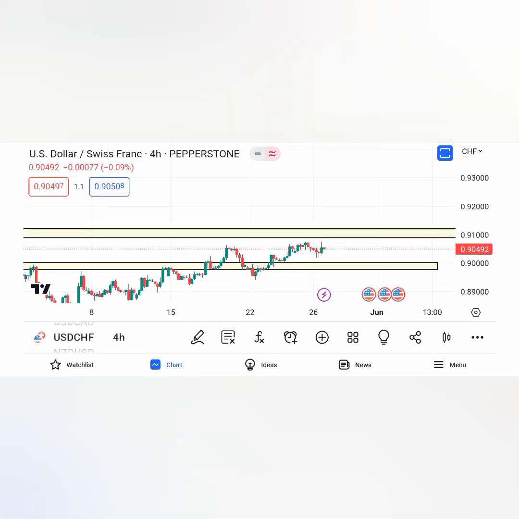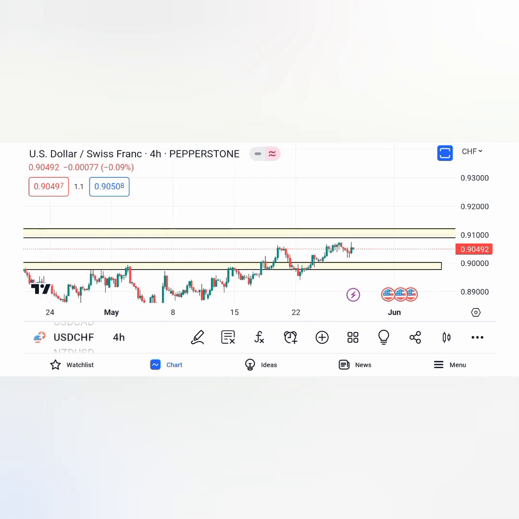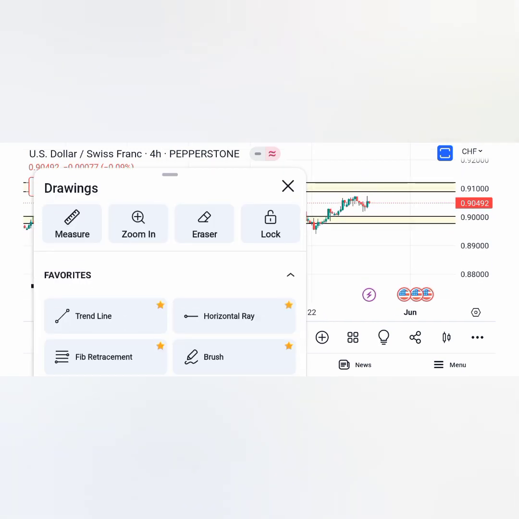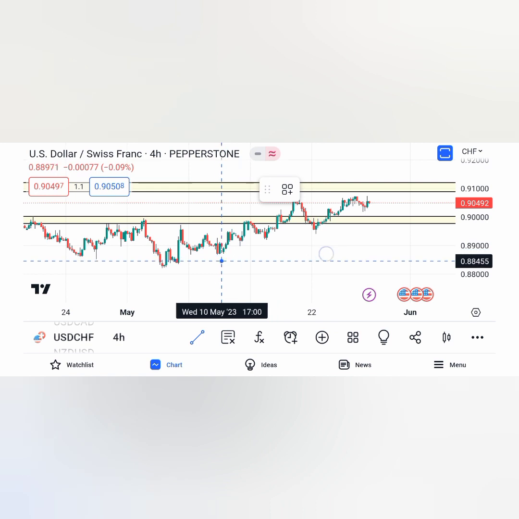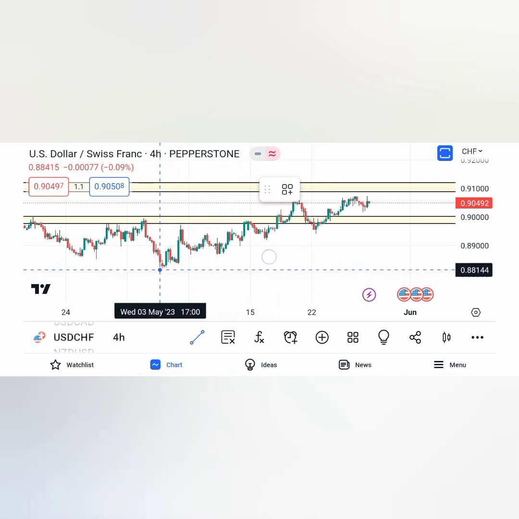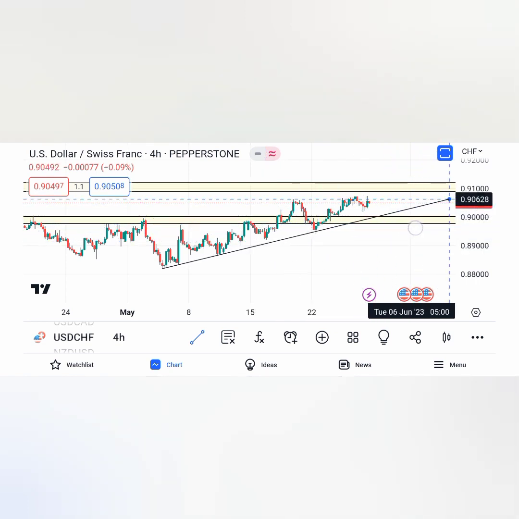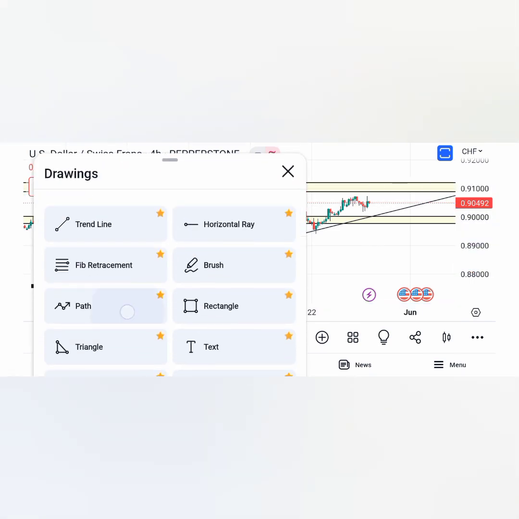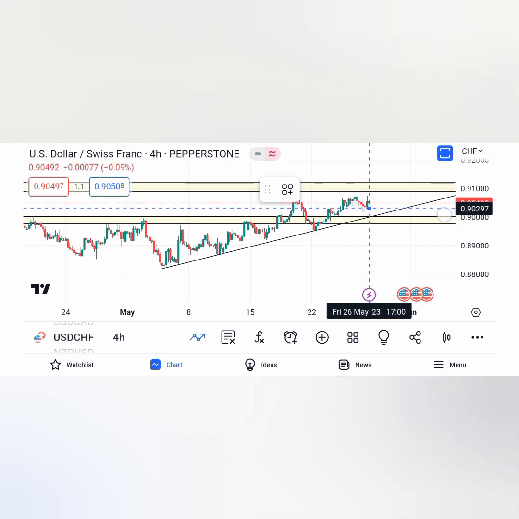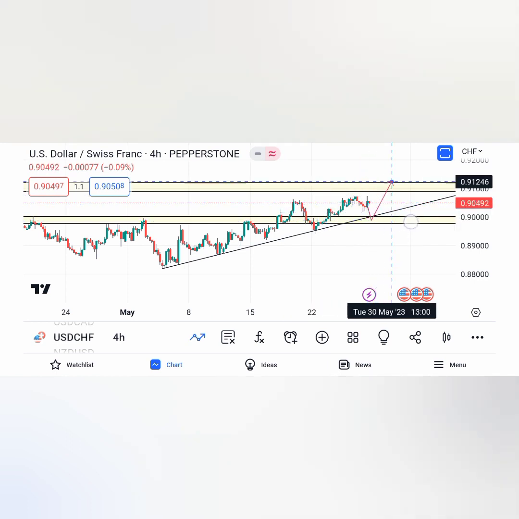Moving to the 4-hour time frame, we can spot a trend line here. We can have this beautiful trend line here. So now, studying the price action closely, it's likely that USD CHF will come and test this particular zone, then continue upwards.